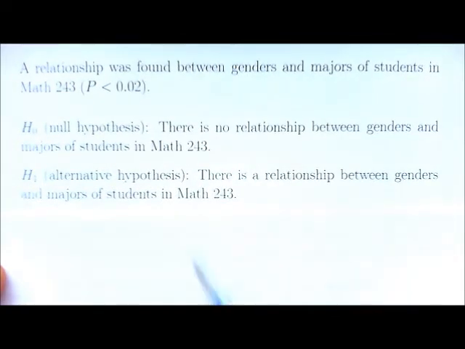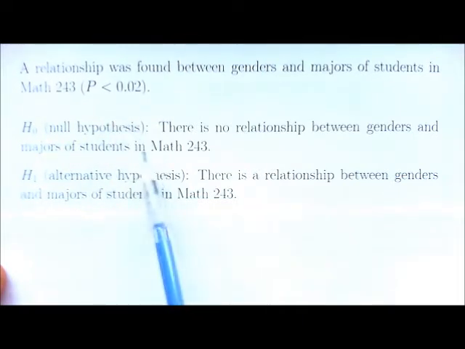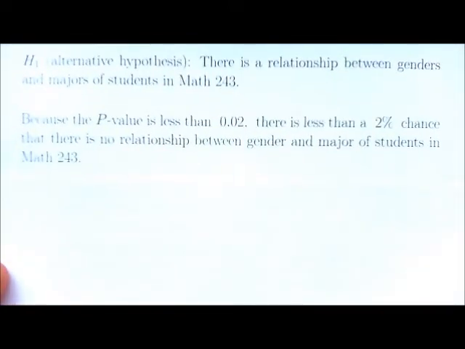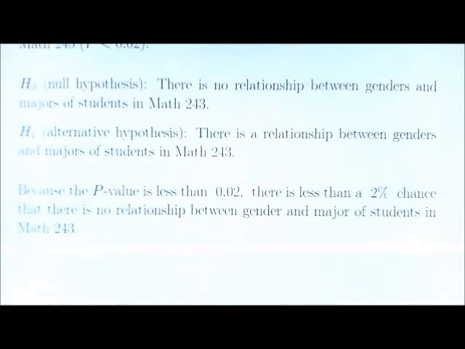And so we interpret the p-value as saying that there's less than a 2% chance that the null hypothesis is true. So there's at least a 98% chance that there is a relationship between genders and majors of students in Math 243. And I've written both of those statements here. Because the p-value is less than 0.02, there's less than a 2% chance that there's no relationship between genders and majors of students in Math 243.